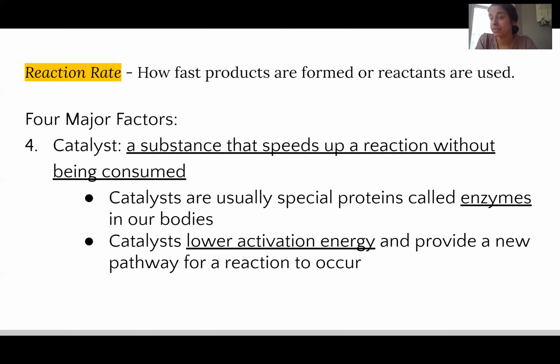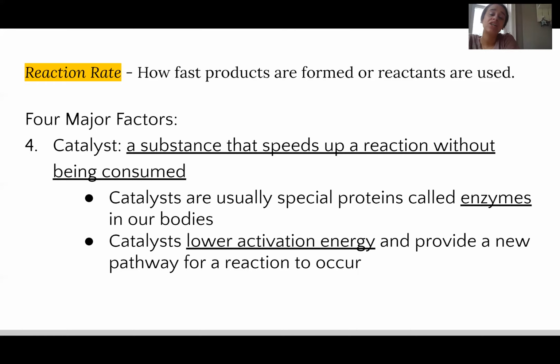An example that should come to mind is enzymes. In our body, we have specific proteins called enzymes that make reactions happen a lot faster than they normally would. Enzymes are really fundamental for life because a lot of reactions in our body would take so long to happen on their own that if they didn't happen with the enzymes, we wouldn't be able to survive because it was such a slow pace.